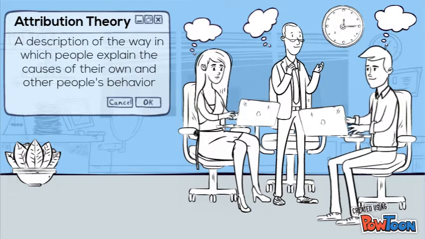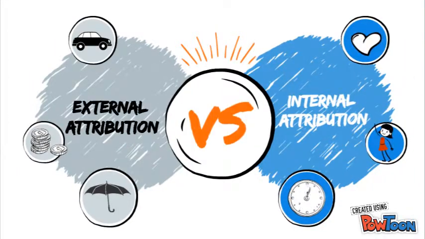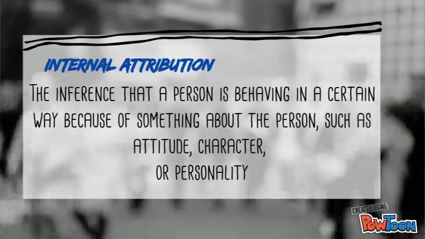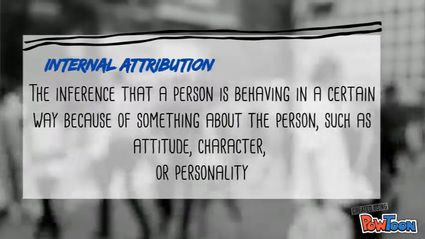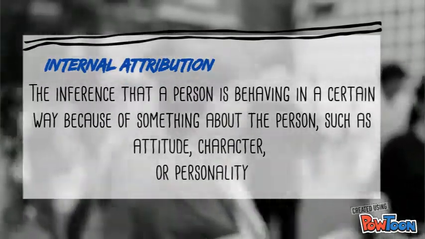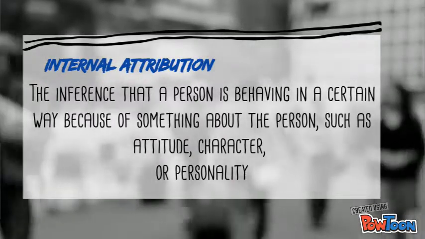There are two components to the attribution theory. There are external attributions and internal attributions. What's the difference? Internal attribution: the inference that a person is behaving in a certain way because of something about the person, such as attitude, character, or personality.